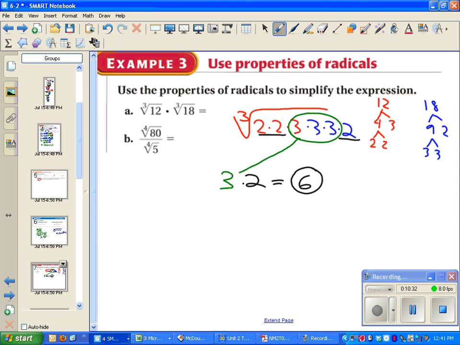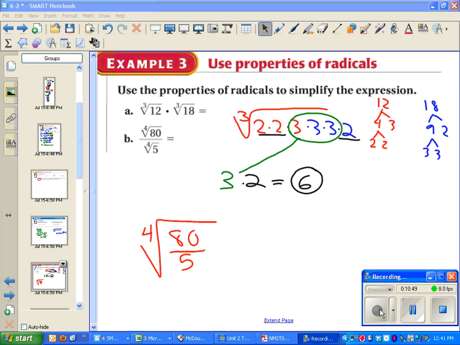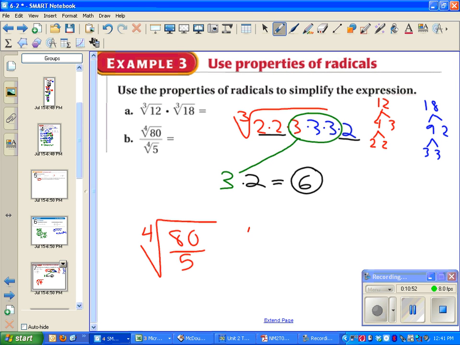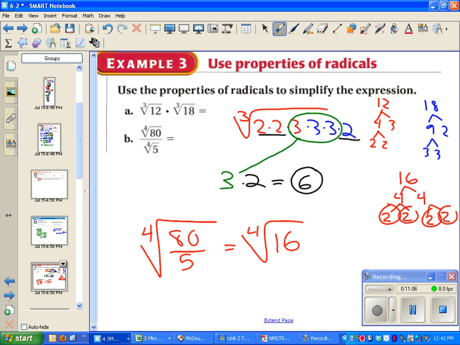Okay. For part B, I have them split up, but I notice 80 and 5 can be divided into each other. So I'm going to rewrite that under the same radical. And then 80 divided by 5 is 16. So now I have the fourth root of 16. And I can break that down. So 16 is 4 and 4, which is 2 and 2 and 2 and 2. So notice I have 4 2's. So they can all come out as 1 2. And that is my final answer.